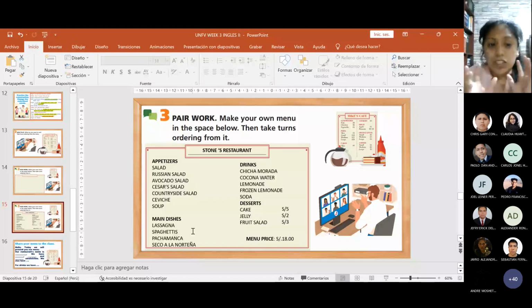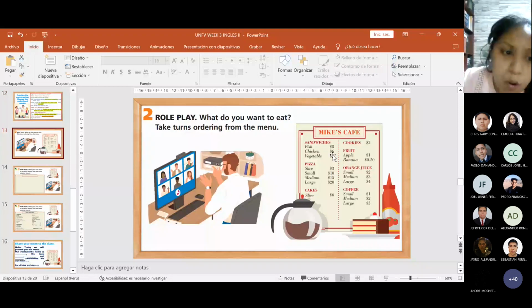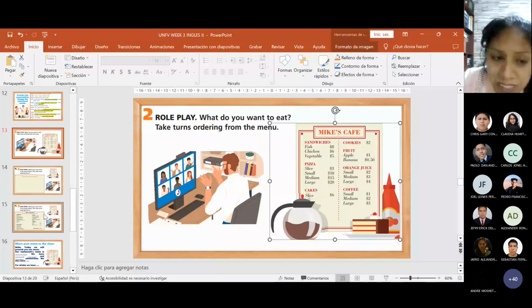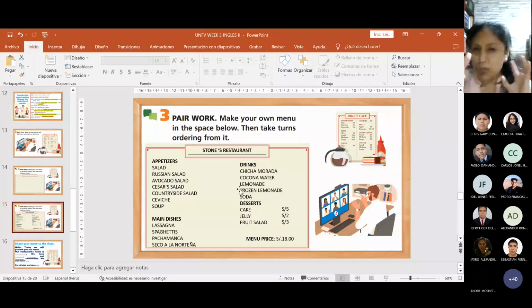¿Sí? Entonces, yo lo que voy a hacer es crear una conversación, create a conversation related to this, ¿no? Una conversación relacionada a un menú, sea el menú dado como ejemplo, o un menú que ustedes creen. ¿Me dejo entender por ahí más o menos? So.